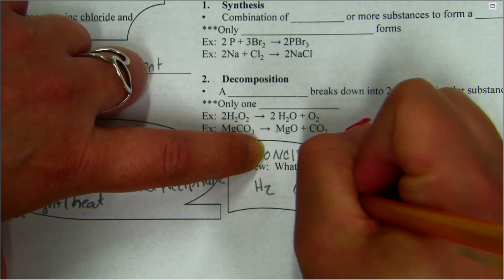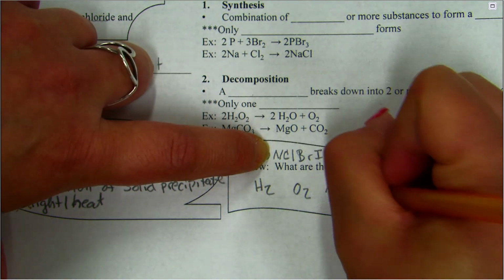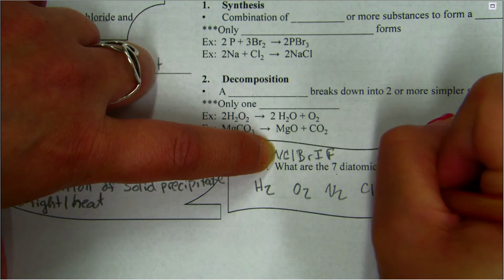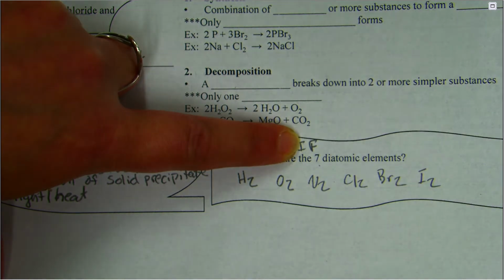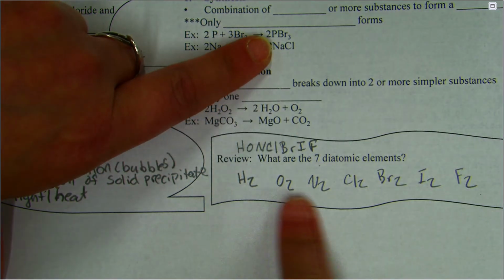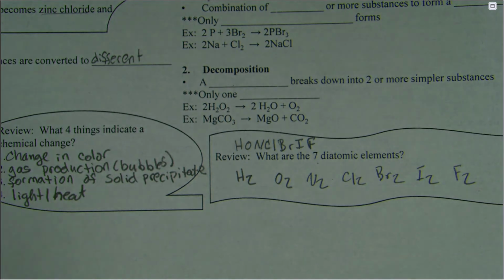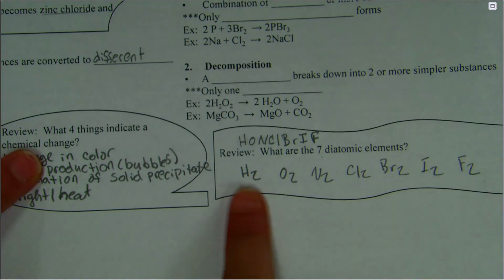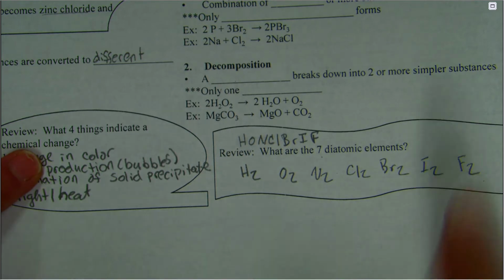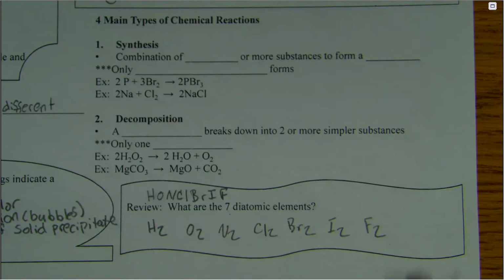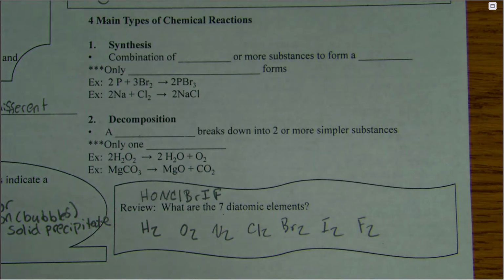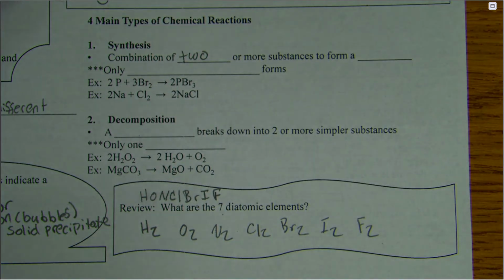So oxygen is O2. Nitrogen is N2. Chlorine is Cl2. Bromine is Br2. Iodine is I2. And fluorine is F2. So here are our 7 diatomic elements, which when found by themselves in nature appear in the form of 2 atoms nonpolar bonded together. So let's use this information and let's talk about our 4 main types of chemical reactions. Our first type of reaction is a synthesis reaction, and this is when we take 2 or more substances and we form a compound.